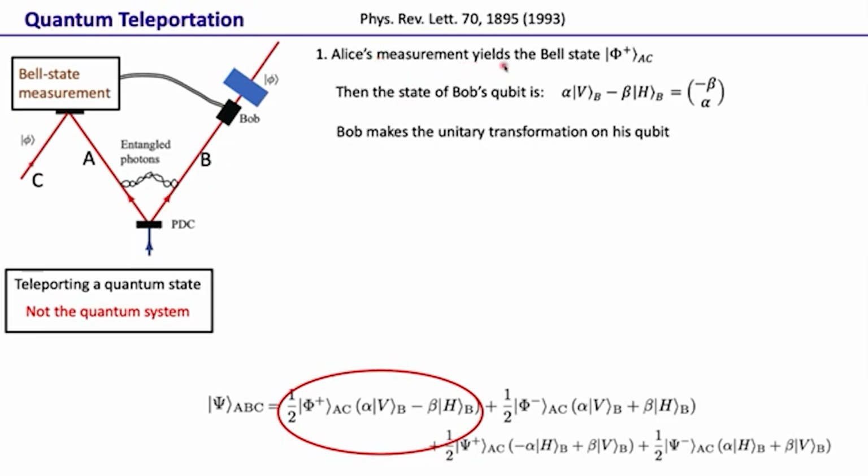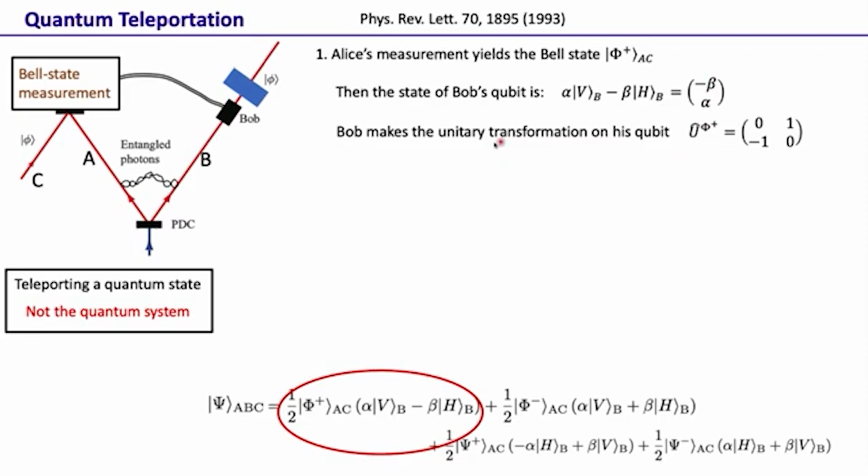Now after Alice's measurement has yielded this state phi plus, Alice lets Bob know about this information, and this can be done over a classical channel. So this doesn't need to be in a secure manner. This could actually be over a public channel or classical channel. So once Bob gets to know that Alice has, in that particular measurement, found the joint state to be in phi plus, then Bob will make this unitary transformation on his qubit, which at this point is minus beta by alpha.